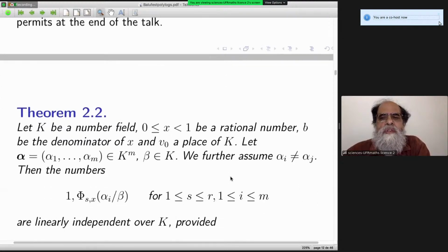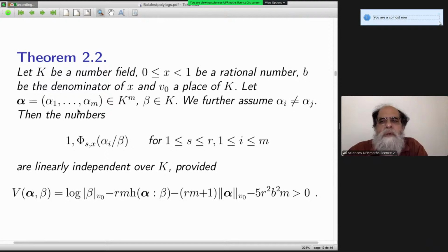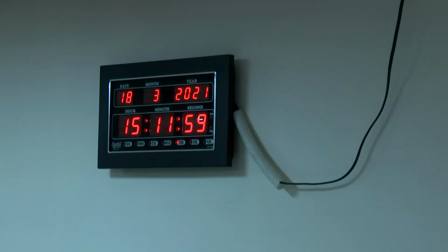Okay, so now what is our result? You take some x, as I said, a rational number. You take some number field, and you fix a place. It can be either a p-adic place or an Archimedean place. You take numbers alpha. You assume that these numbers are pairwise distinct, and you consider the bunch of special values of the polylogs or the Lodge functions that are associated to that. So you think that beta is a large integer. So you are going close to 0 because you divide by beta. Okay, so it's written like that because of this philosophy, because we want to have beta different.